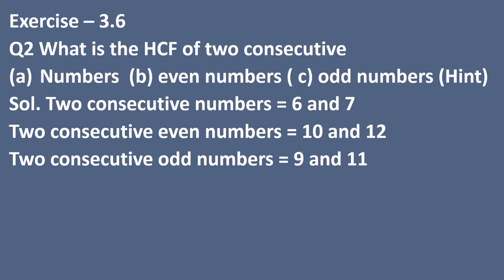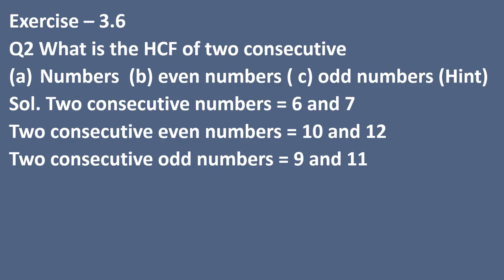So how will you do it? In the first, take any 2 consecutive numbers. So 2 consecutive numbers you can take any. I have taken here 6 and 7. That means you have to find out the HCF of 6 and 7. B is 2 consecutive even numbers. Two consecutive even numbers I have taken here, 10 and 12. You will not take 10 and 11 because 11 is not an even number. So 10 and 12 are two consecutive even numbers. So you have to find out here the HCF of 10 and 12.